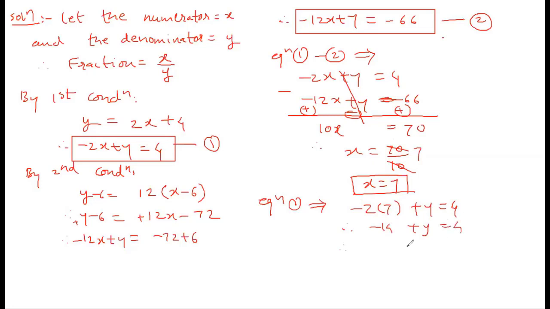Minus 14, on the right side it becomes plus 14. So it becomes 18. We got x equal to 7 and y equals 18. It means numerator is 7 and denominator is 18. So therefore the required fraction equals 7 upon 18. So this is our final answer.